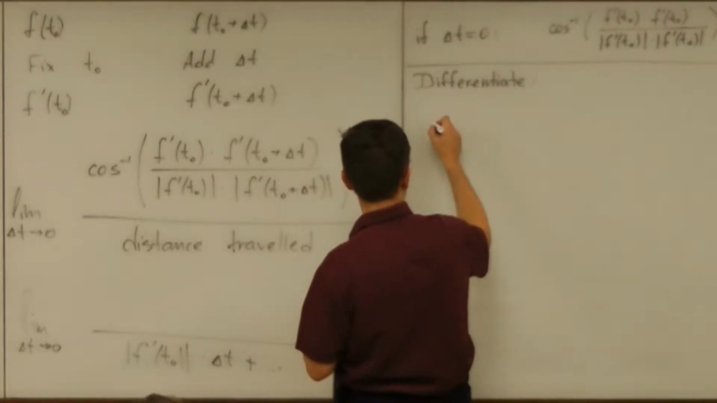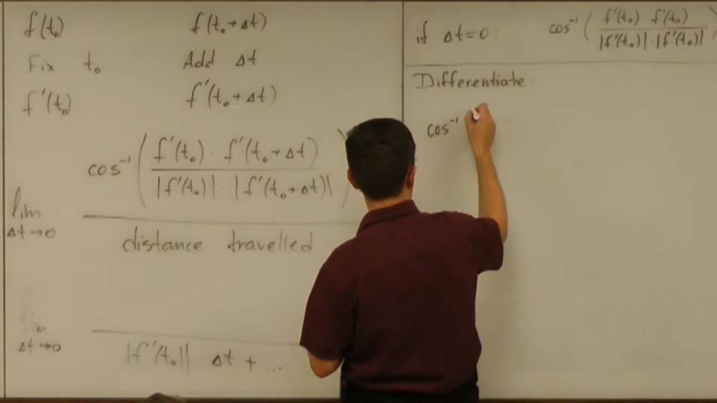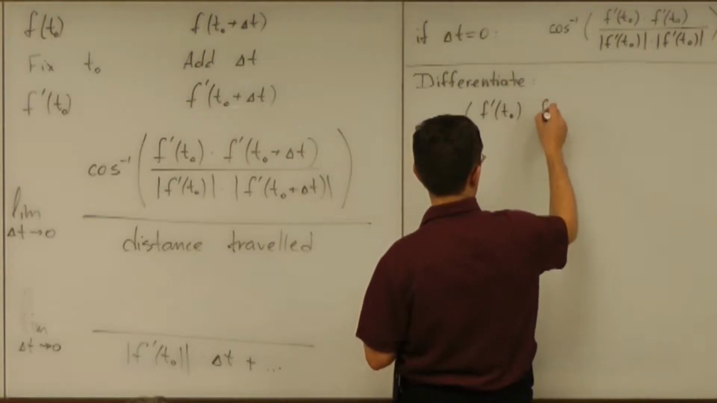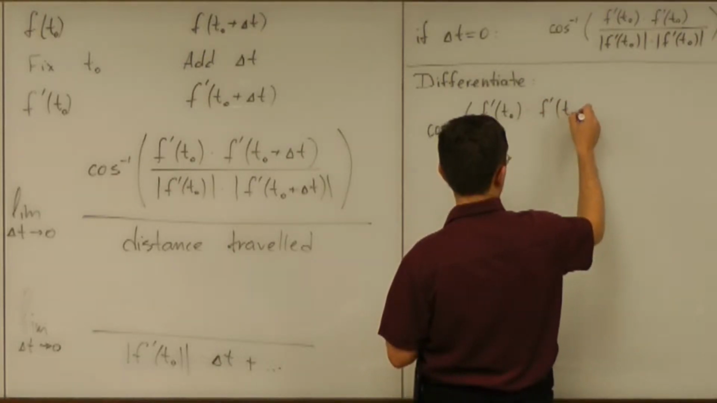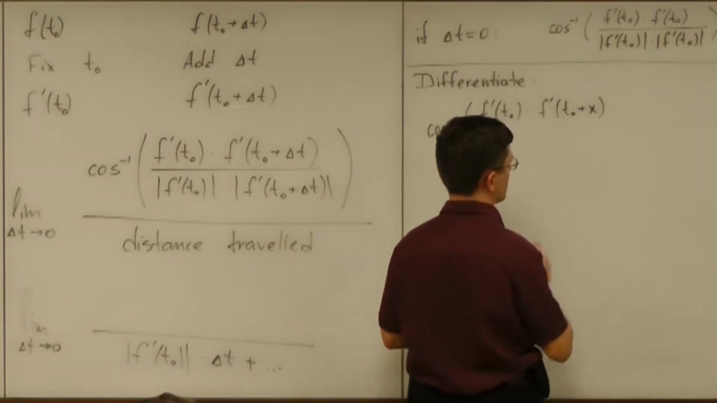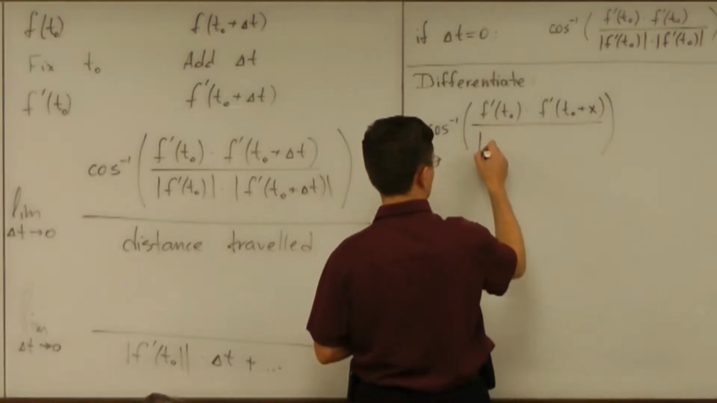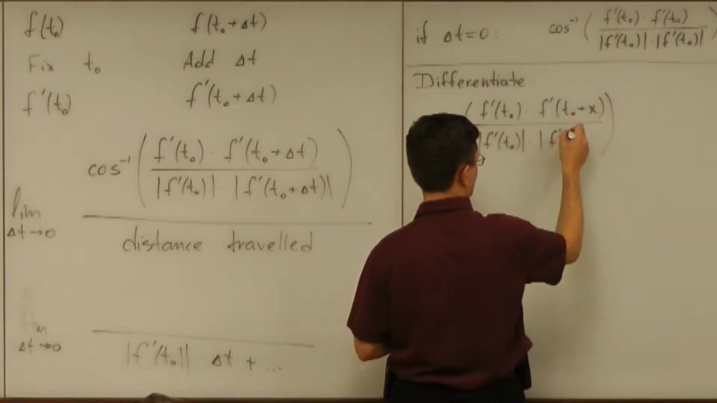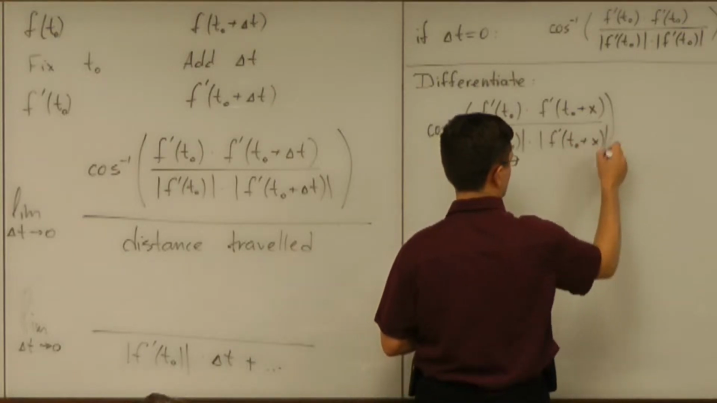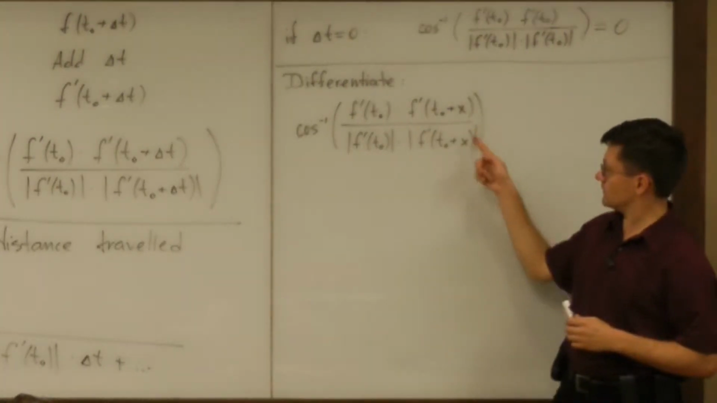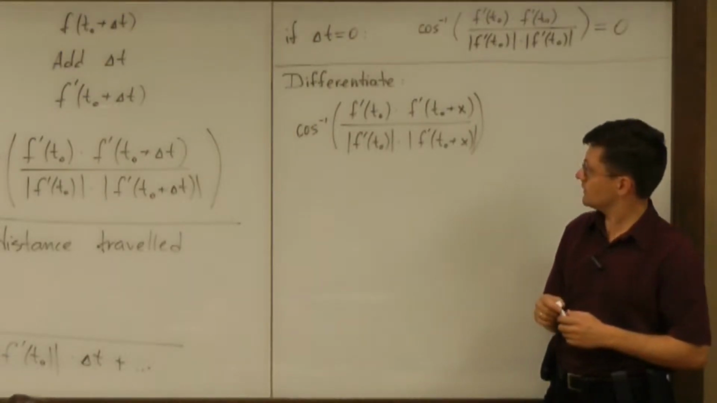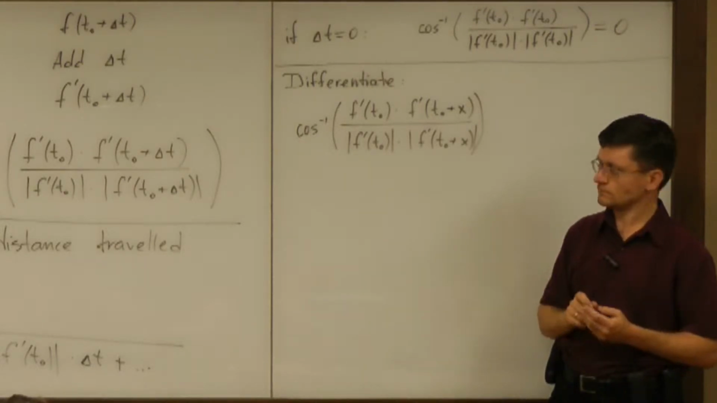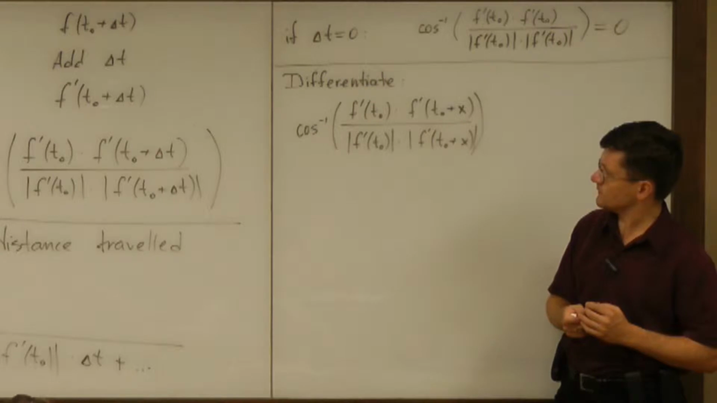So I differentiate the function cosine inverse of f prime of t0 dot product f prime of t0 plus x, divided by magnitude of f prime of t0 times f prime of t0 plus x. I'm just replacing the variable with a different notation. So now this is a function of x, and I have to differentiate with respect to x. So what do I do?